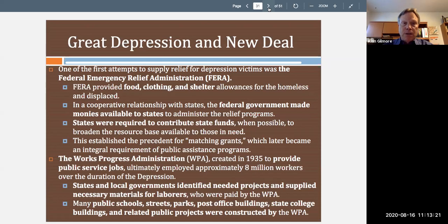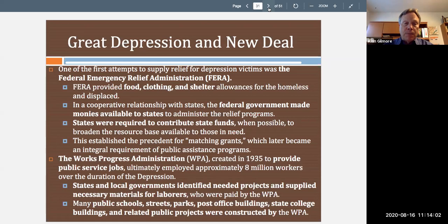Great Depression and the New Deal. One of the very first programs that came out of the New Deal was what was referred to as the Federal Emergency Relief Administration. This was pretty much straight-out public assistance. It provided food, clothing, and shelter, and made monies available to states to administer relief programs. States were required to provide a matching fund. So if the states wanted to receive the FERA funding, they themselves had to come up with funding to be able to match what the federal government was providing.